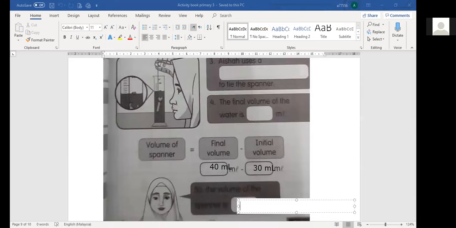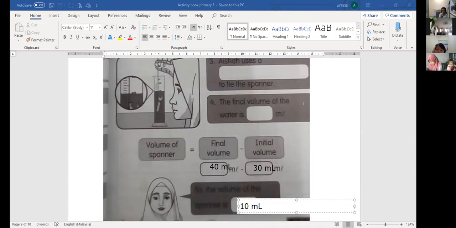Okay, Fatin, Ibrahim, very good. You give me the correct answer. The volume of the spanner is 10 ml. How did you get the 10 ml? We have to minus the final volume minus the initial volume. Okay, very good.